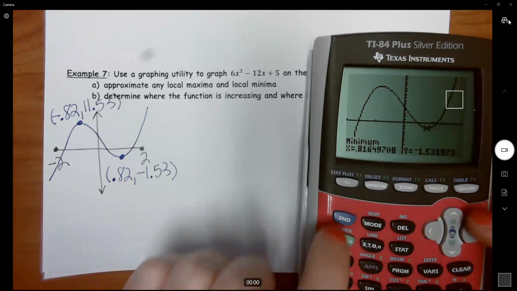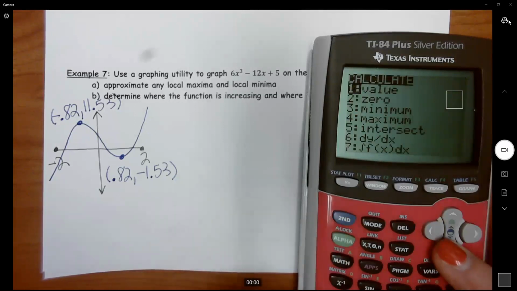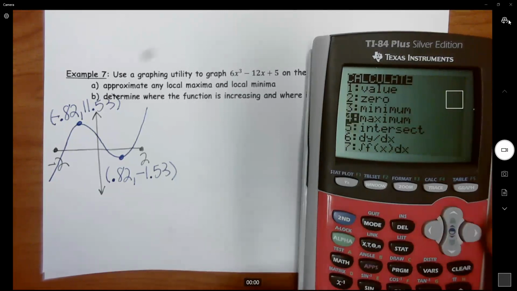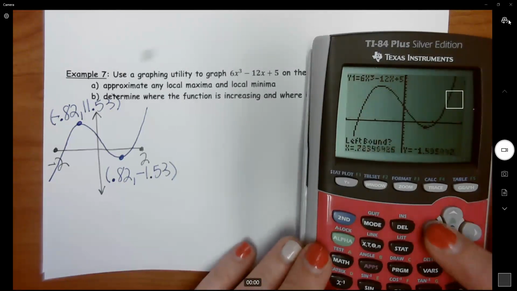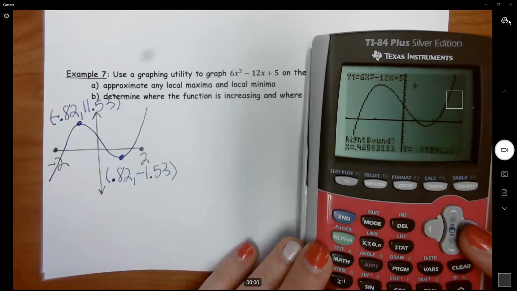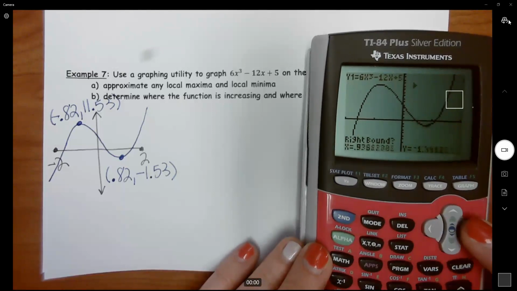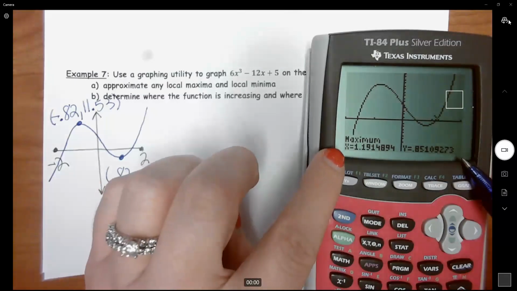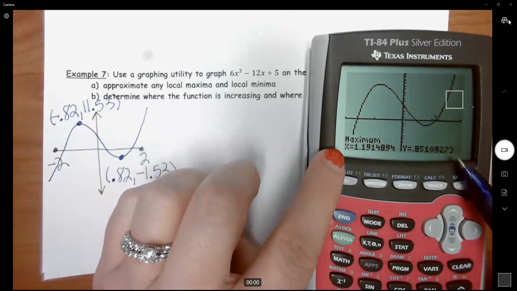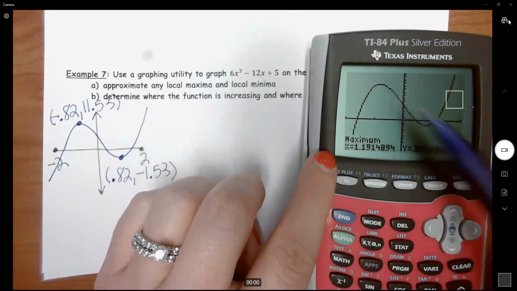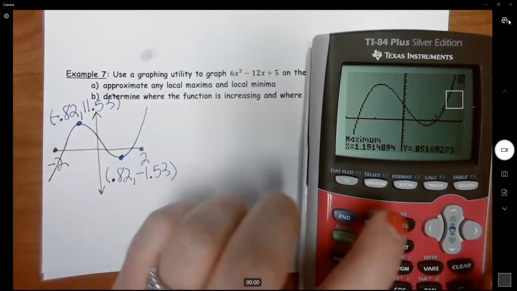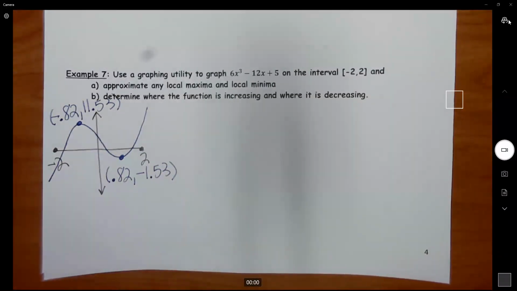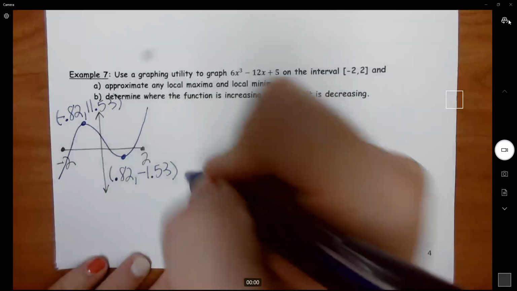And by the way, if you accidentally hit max and you then try to get the min, you're going to get a different answer. If I go down here to maximum, and I go around my min, you get a different answer. So you've got to make sure you are selecting max to find the max and min to find the min. Okay, so now I have all the information I need to solve these problems.